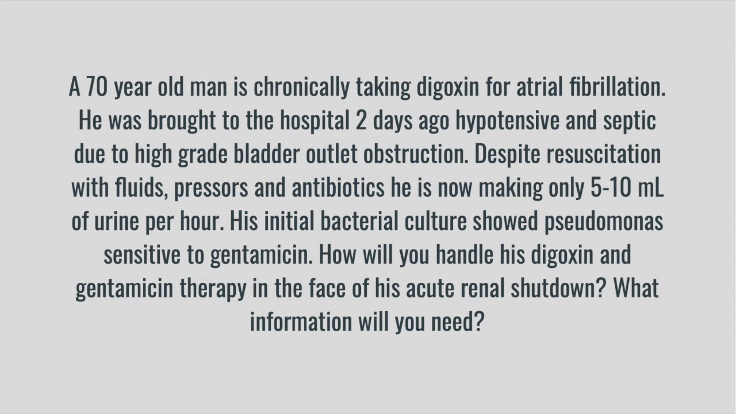The case study reads: a 70-year-old man is chronically taking digoxin for atrial fibrillation. He was brought to the hospital 2 days ago, hypotensive and septic, due to a high-grade bladder outlet obstruction. Despite resuscitation with fluids, pressors, and antibiotics, he is now making only 5 to 10 milliliters of urine per hour.